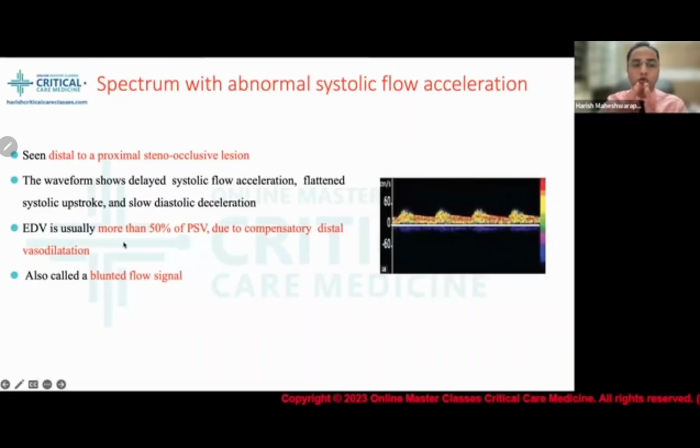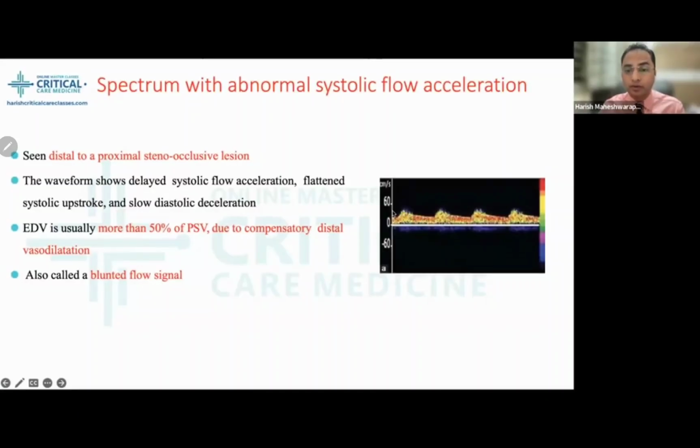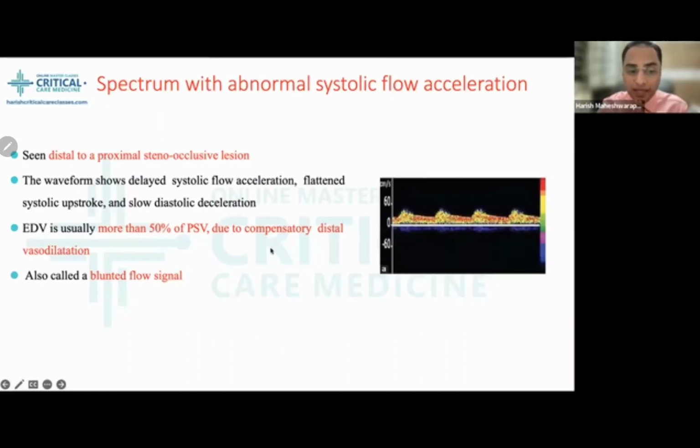So the end diastolic velocity is usually more than 50% of the peak systolic velocity due to compensatory distal vasodilatation. I told you it should be somewhere between 20 to 50% of the peak systolic velocity. But here, the end diastolic velocity is going to be more than 50%. If the peak systolic velocity is considered somewhere around 30-35, the end diastolic velocity is more than 50% of it. That is because of the compensatory distal vasodilatation. It is also called a blunted flow signal. So overall, it is an abnormal systolic flow acceleration, which gives an idea about the steno-occlusive lesion.